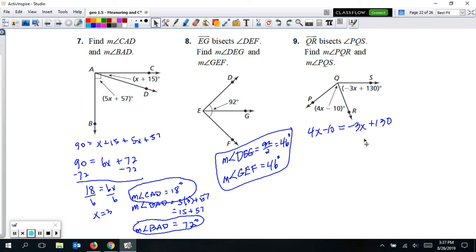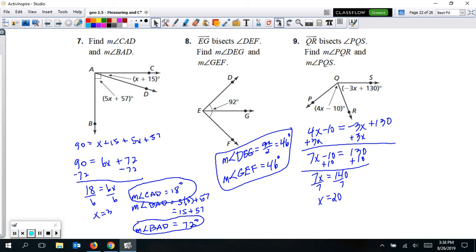So as we solve this one, we're going to first add 3x to move the x term over here. If we add 3x, it's going to give us 7x on this side. So 7x minus 10 equals 130. And then we add the 10 to both sides. Should probably be letting you do this on your own. But that's going to give us 140 over here. Divide by 7, and 140 divided by 7 is exactly 20. X is equal to 20.